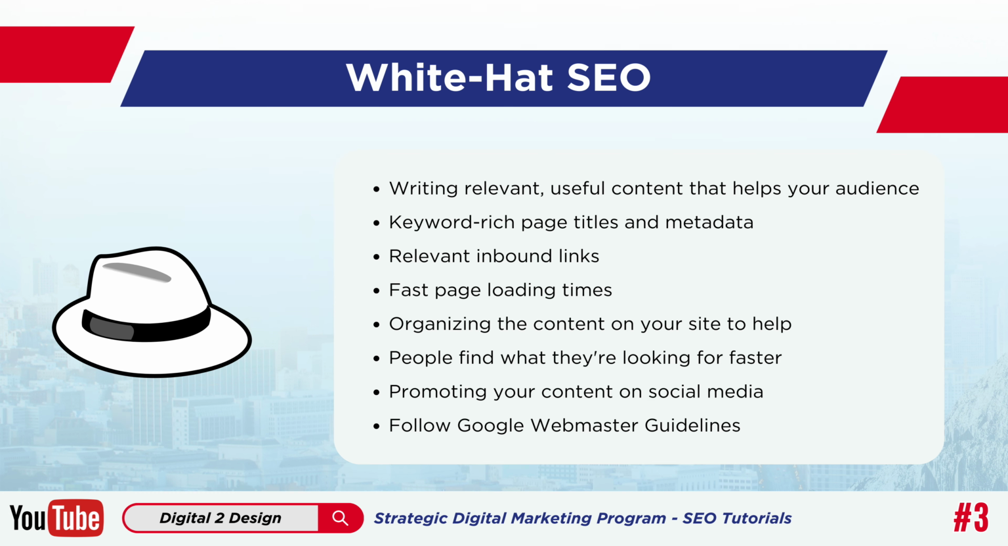First one is white hat SEO. It is what every company follows while doing their SEO work. For example, it includes uploading relevant content on their web page, using keyword-rich page titles, doing proper metadata on their own page, and placing relevant inbound links on all their pages. It helps users navigate easily and optimizes the website for fast loading. It also helps in keeping the content organized on the website.